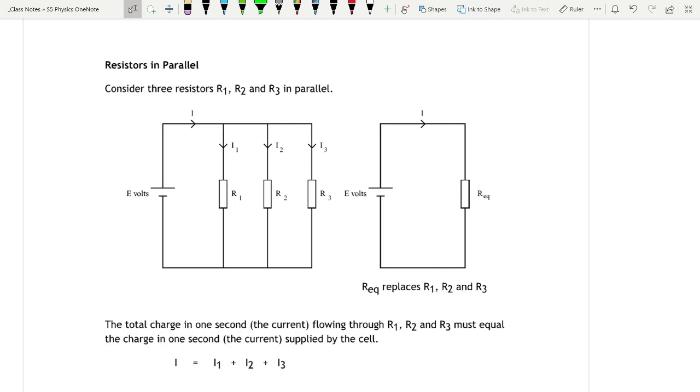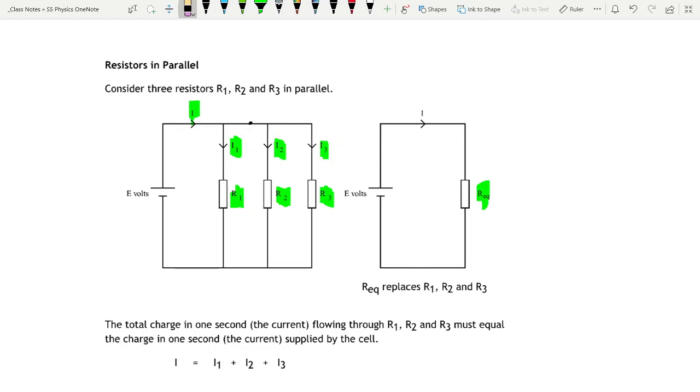So we've got the same kind of thing here again. We've got an equivalent resistor, which is a combination of all 3 of them. We've got R1, R2, and R3. And we know that the current splits up. So this is your total current, and then some of it goes down that. The rest of it carries on along here. Then some of it goes along this branch. The rest of it carries along there.